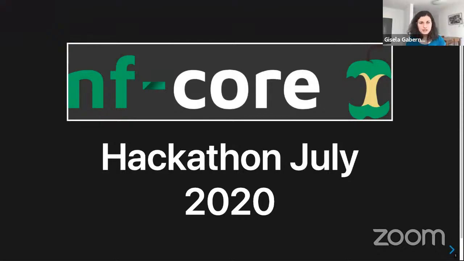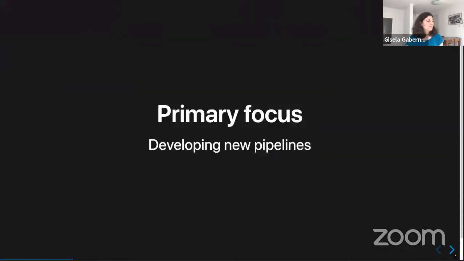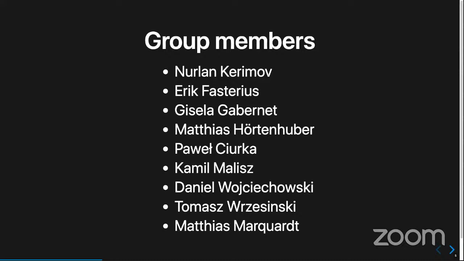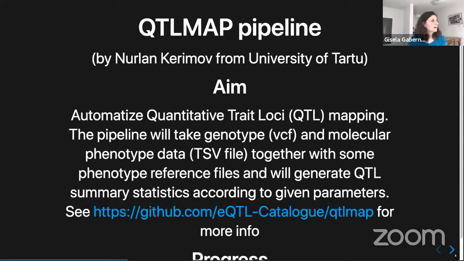So we had 4 projects for this hackathon, and this one was focusing on developing new pipelines. And those were the group members that were involved in developing new pipelines for NF Core. And we have, first of all, the QTL map pipeline. Is there somebody here that was involved in the development of this pipeline that would like to give it a quick introduction for the rest? You can just unmute yourselves.